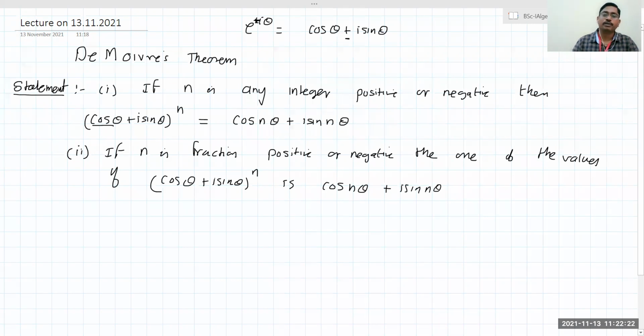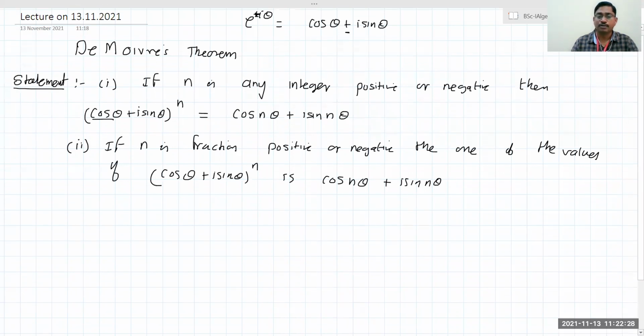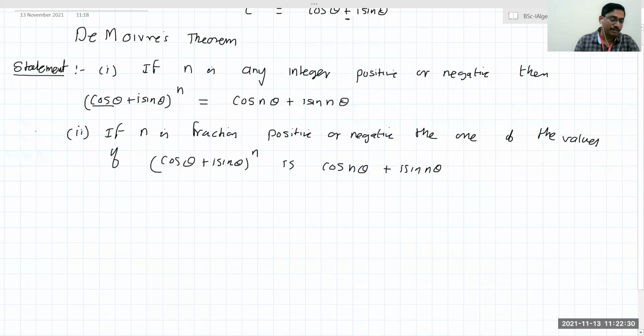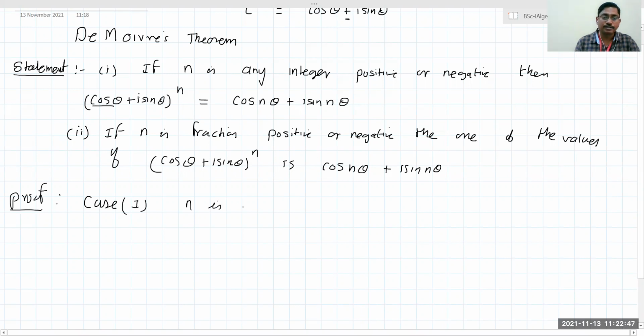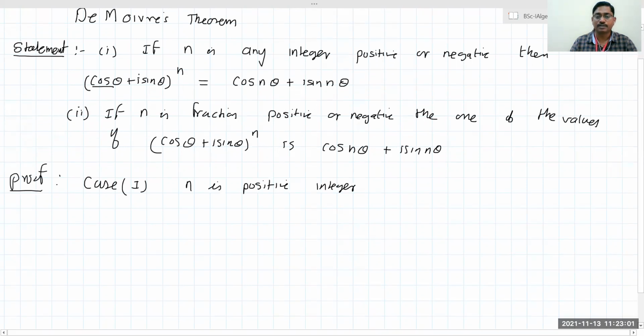Now we are going to prove this. When you apply this inverse formula, you get the answer directly, but we have to apply the principle of mathematical induction while proving this. So there are two cases. Case 1: when n is a positive integer, that is, a natural number, we have to prove that cos theta plus i sin theta raised to n is cos of n theta plus i sin n theta.